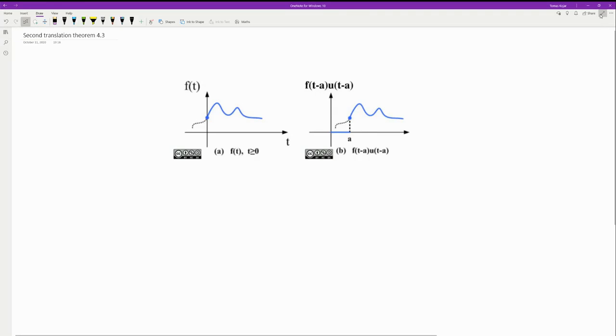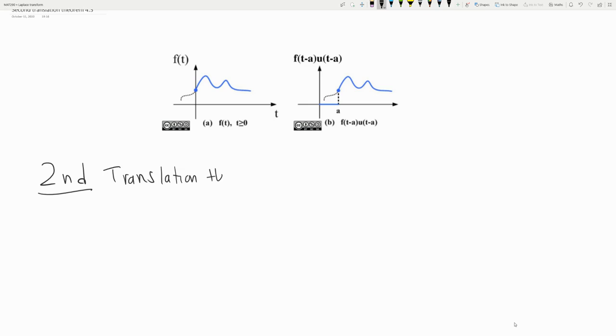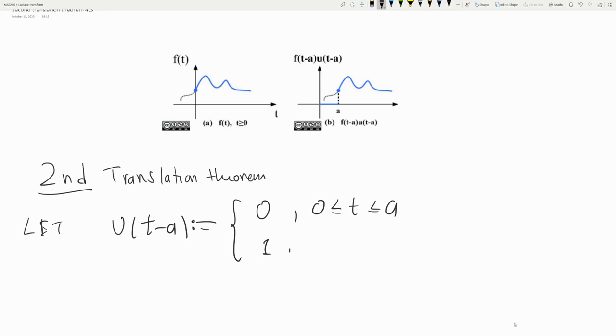Okay, now let's talk about the second translation theorem in the same section, 4.3. So, consider the step function. This is the same notation as in the book. 0 up to time a, and 1 after.